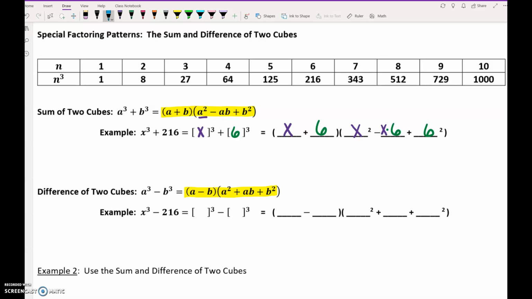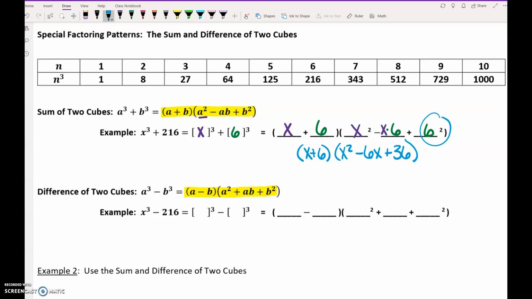Now let's look at what this creates. This makes x plus 6, x squared, minus 6x, plus 36. Does everyone see where the 36 came from? 6 squared is 36.